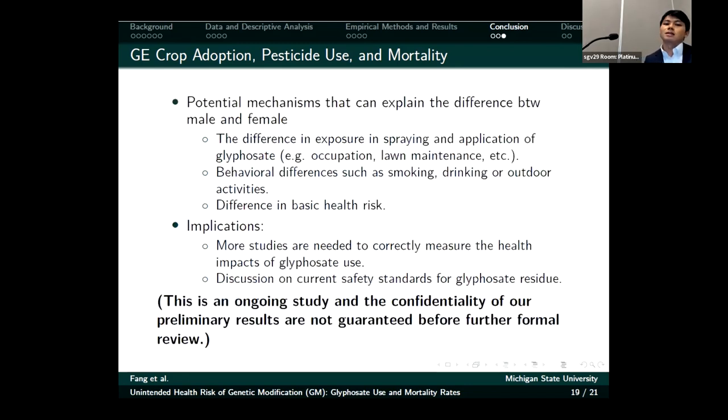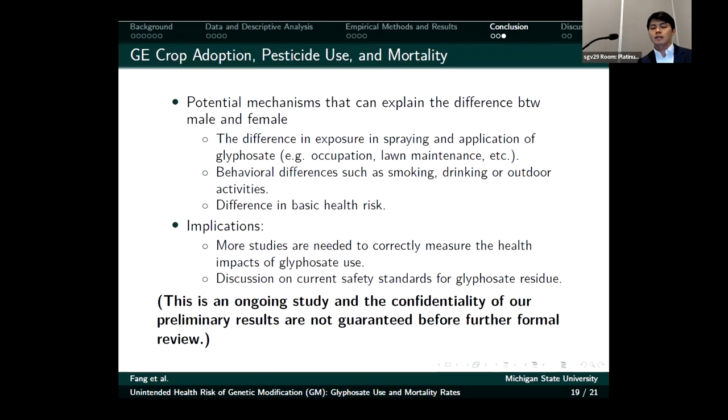There might be several potential mechanisms that can explain this gender difference. This can perhaps be the difference in exposure in spraying or application of glyphosate, for example. The males might take on more of this kind of agricultural work or lawn maintenance work. This can also be behavioral differences, such as smoking, drinking, outdoor activities, as well as differences in basic health risk.